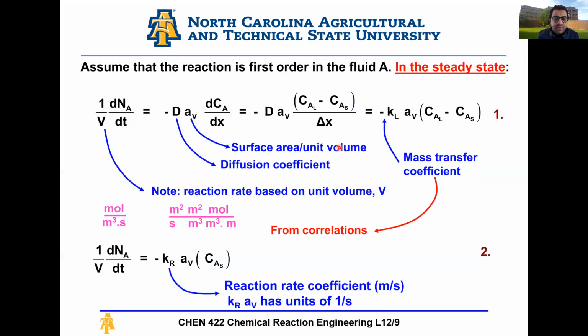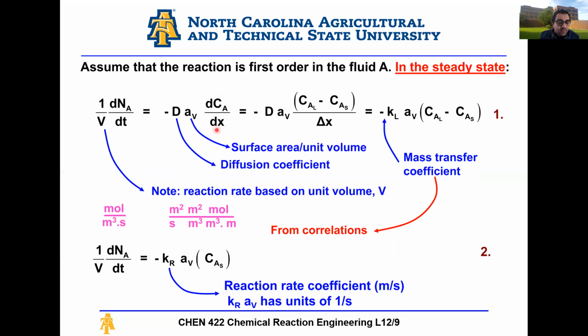Okay, and this is the reaction if you want to derive it. If I assume that the reaction is first order in the fluid, and we're talking steady state, unsteady state is a completely different game. But if you assume it's in steady state, look here at the equation. I have 1 over V dNA by dt. This is the typical reaction rate based on unit volume. We talked about this in week 1, a very long time ago. And now it's equal to minus D AV dCA by dx.